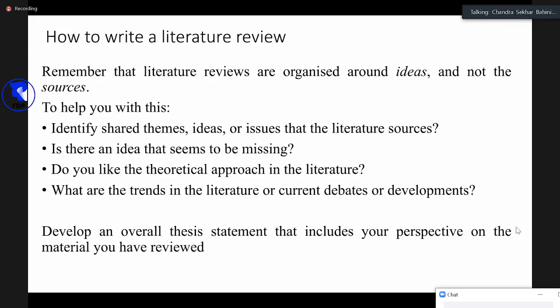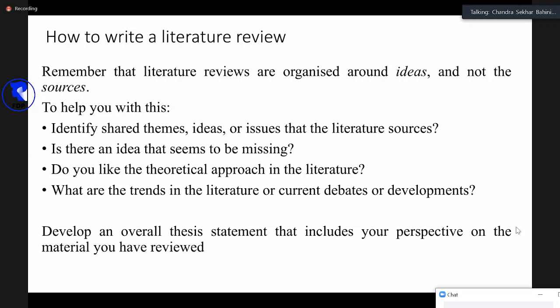A literature review is basically organized around ideas. What are the ideas you have? Suppose I'm looking at how construction workers are being affected by COVID-19, and there are 20 papers already existing. I can't write that author X has told that construction workers in Mumbai city are being affected, not paid salary for 2 or 3 months, or don't have any work, or migrated to their hometown. I'll be writing stories.